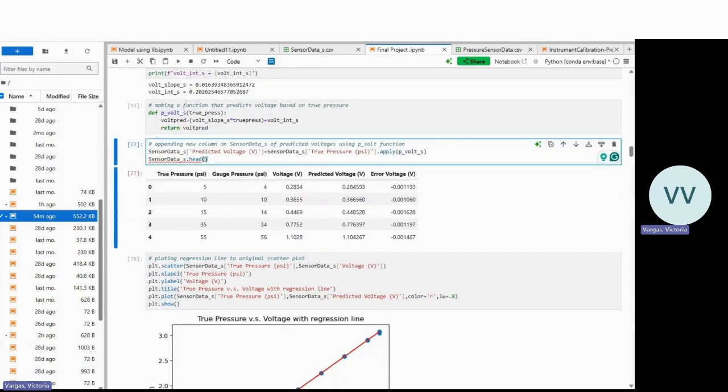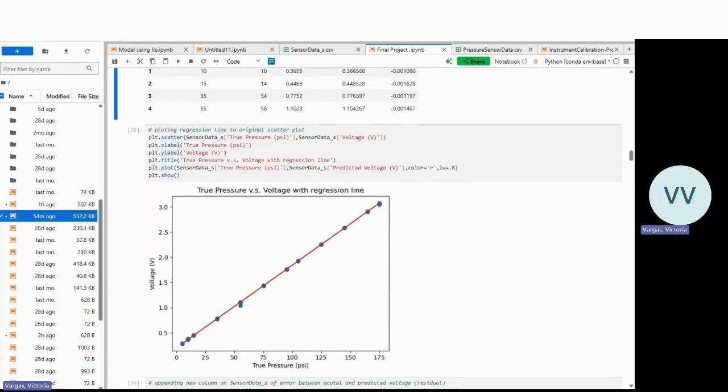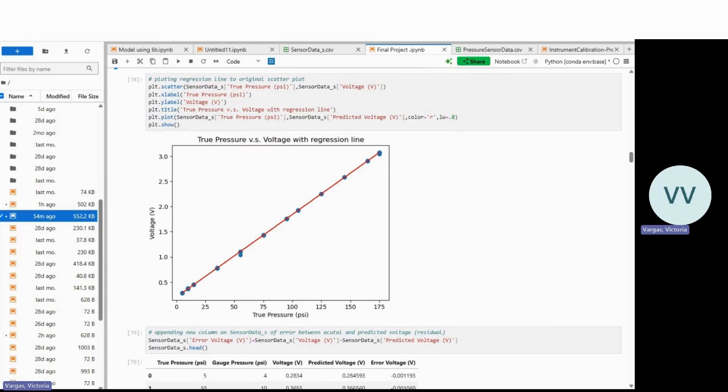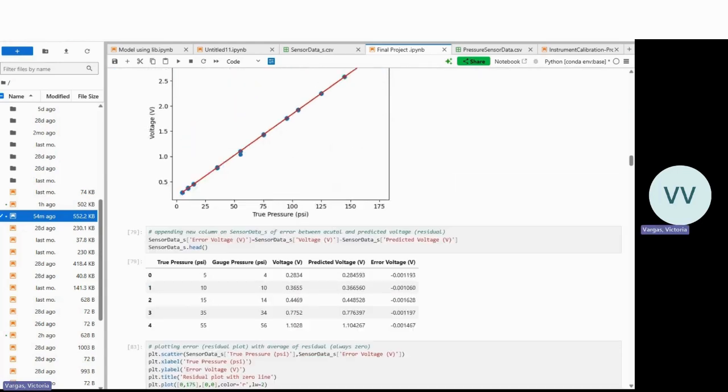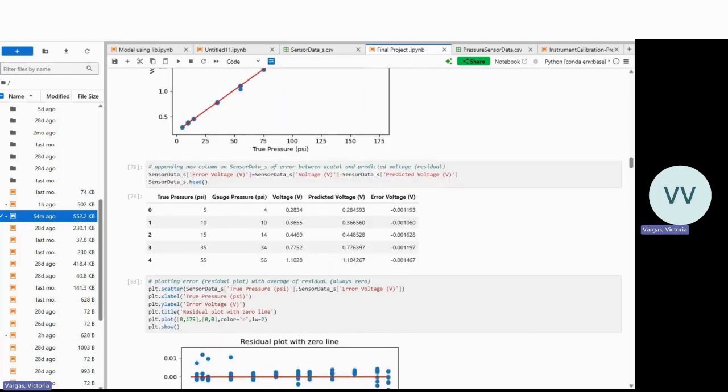And now that we have all this information, Megan was able to make a linear regression line on the original scatter plot to show the overall correlation between all those values and the overall slope. So there is the plot, and then appending the new column on standard data of error between actual and predicted voltage.